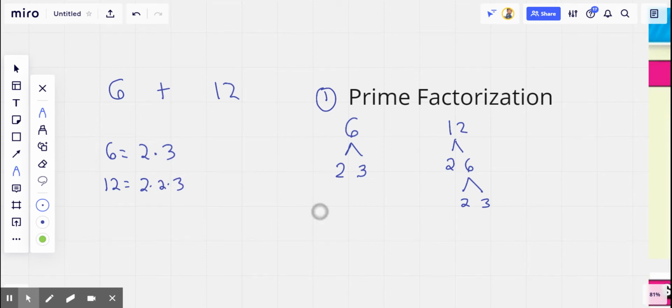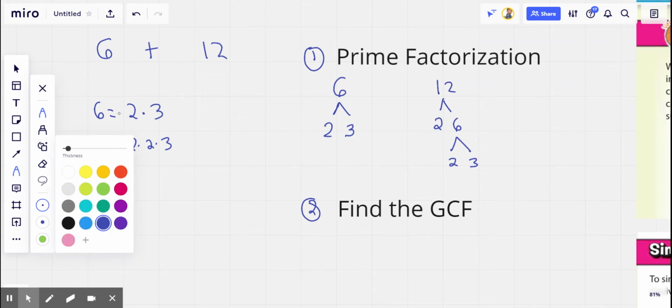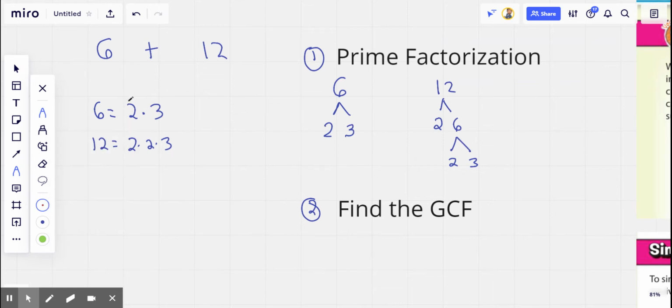Okay. All right. Second step is to find the GCF, or greatest common factor. When we do it this way with the prime factorization, we can already find out what the greatest common factor is. So we need to find out what factors they have in common here. So we have 2 here, right? Those match. And there's a 2, oh, and 3. Okay. So the greatest common factor for 6 and 12, 2 times 3, is 6. That's the GCF.